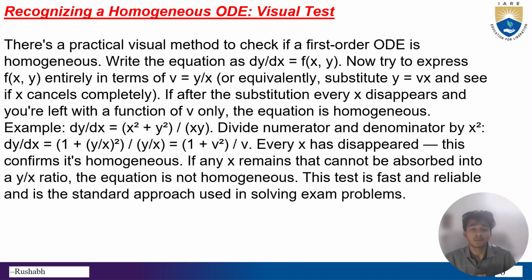For example, take dy/dx = (x² + y²)/(xy). Divide the numerator and denominator by x², so it becomes (1 + (y/x)²)/(y/x), and we know that y/x = v, so we substitute v here. We will get (1 + v²)/v. Every x has disappeared and this confirms it's homogeneous. If any x remains that cannot be absorbed into the y/x ratio, the equation is non-homogeneous. This test is fast and reliable and is the standard approach used in solving exam problems.